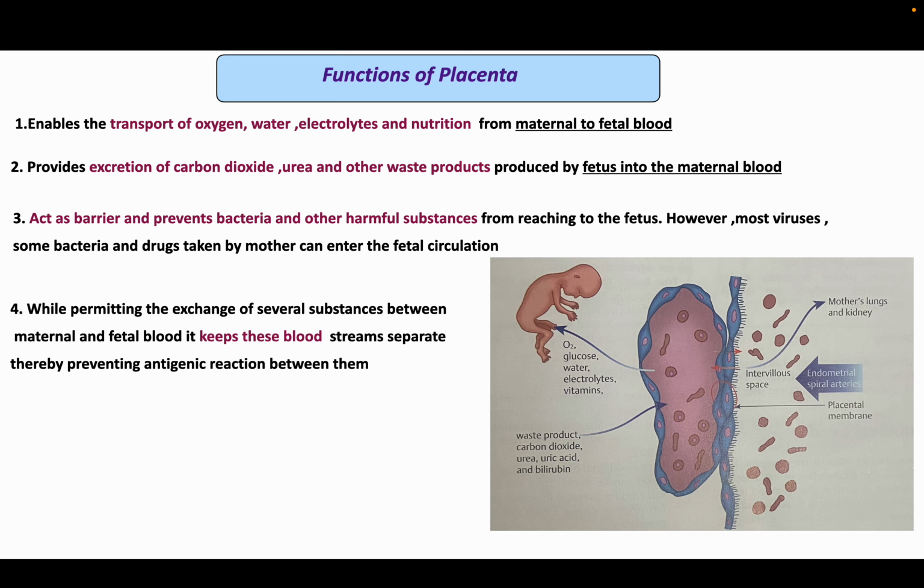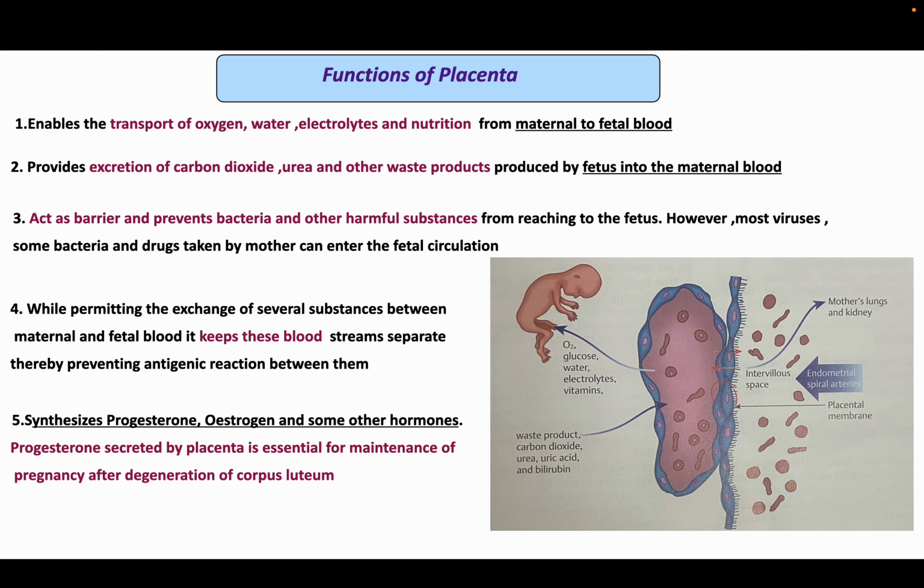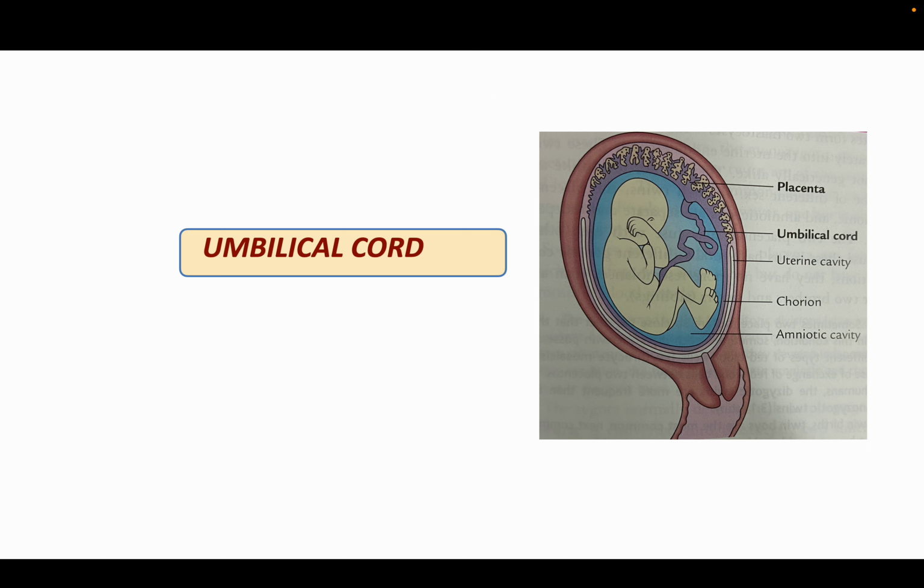While permitting the exchange of several substances between maternal and fetal blood, it keeps these blood streams separate, thereby preventing antigenic reaction between them. Then it synthesizes progesterone, estrogen, and some other hormones. Progesterone secreted by the placenta is essential for maintenance of pregnancy after degeneration of the corpus luteum.